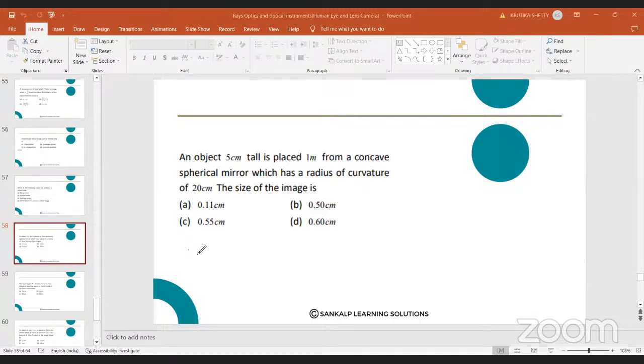So we were solving this, that is u is equal to the object distance, minus 1 meter, and f is equal to minus 10 centimeter. We are using the mirror equation, that is 1 by u plus 1 by v is equal to 1 by f. So we are substituting the value of object distance and we will get the image distance as minus 100 divided by 9. This is the image distance value. But they are asking the size of the image. Therefore, the size of the image is given by the magnification formula, that is minus v by u is equal to height of the image to the height of the object. Right?